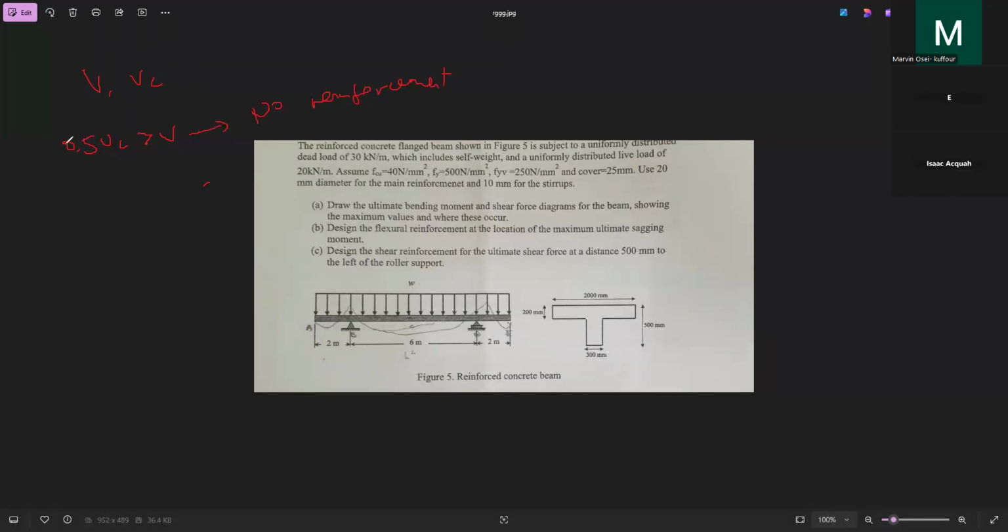If this is not correct, then you have to check whether VC plus 0.4 is more than V. If VC plus 0.4 is more than V, then with that one, I think you need a reinforcement, which is equal to ASV over SV, which is less than or equal to 2.8.